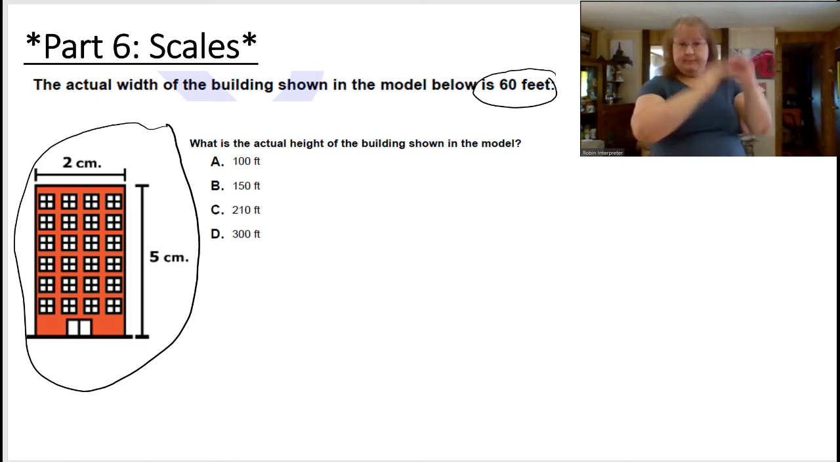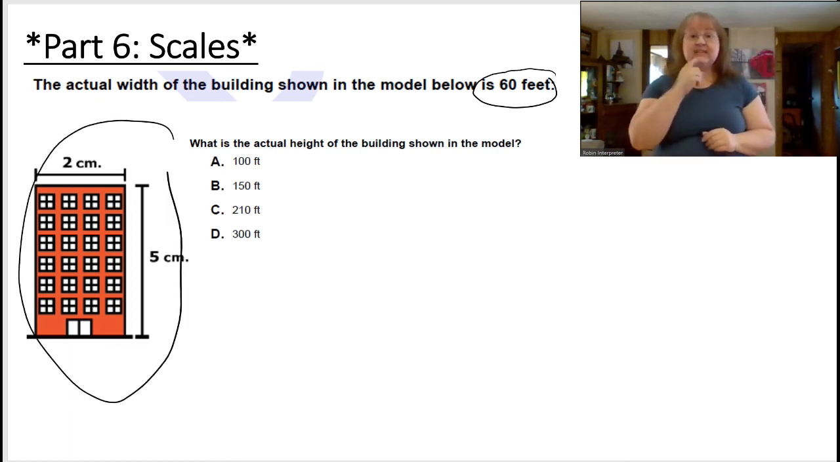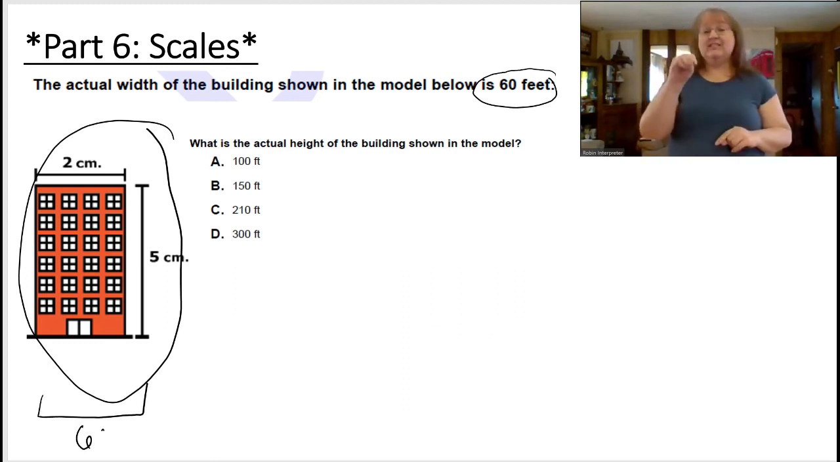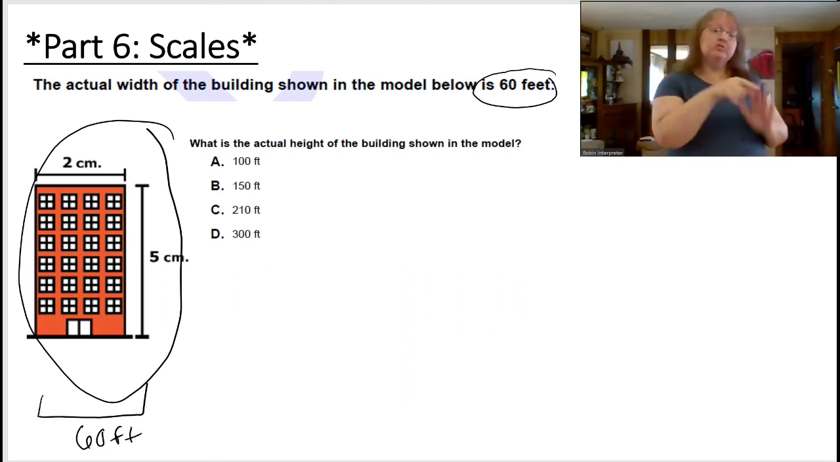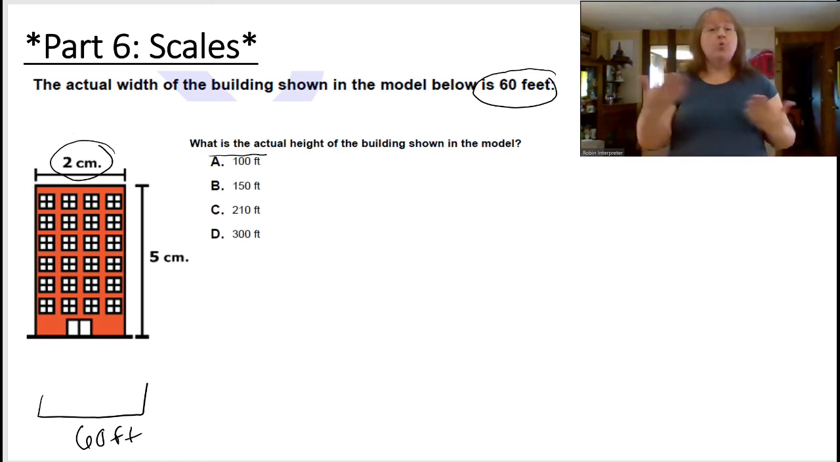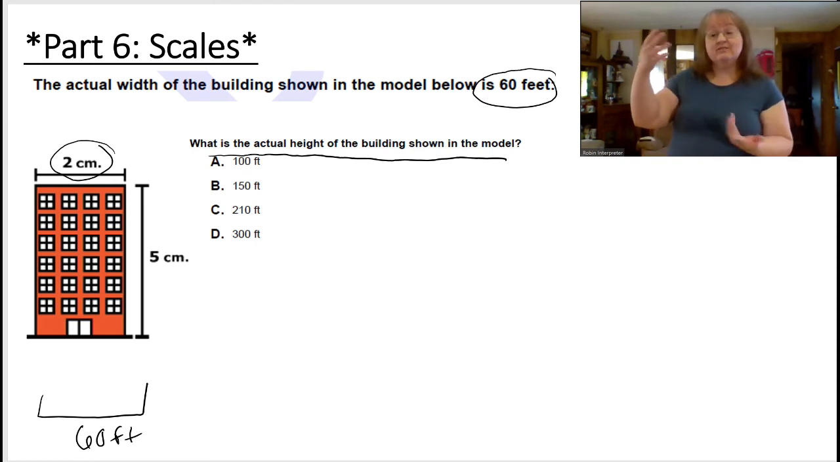So for example, I have this building right here. It says the actual width of the building shown in the model below is 60 feet. Width is how wide it is. It really is 60 feet, it's saying. But in this picture, it's saying 2 centimeters. It says, what is the actual height of the building shown in the model?